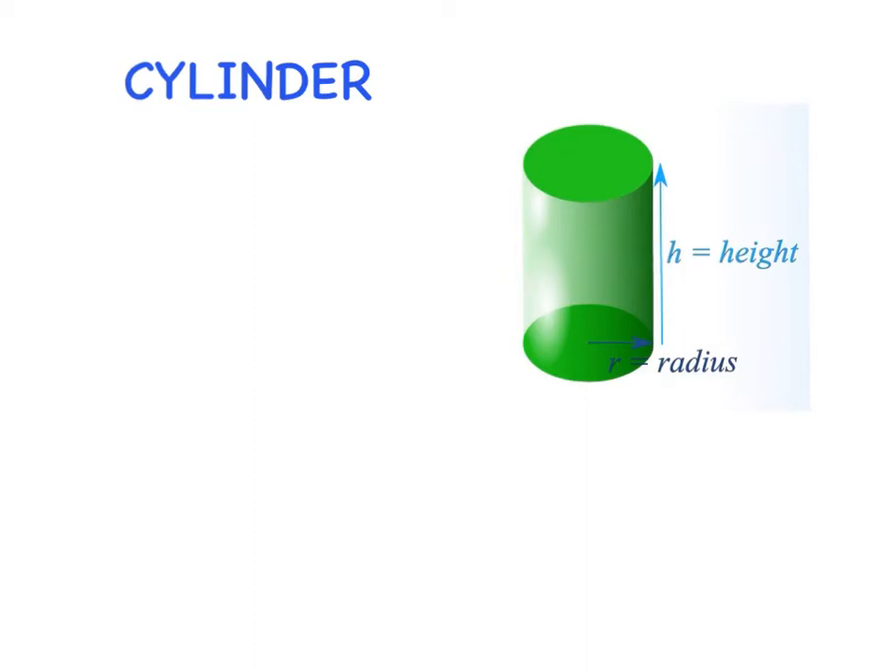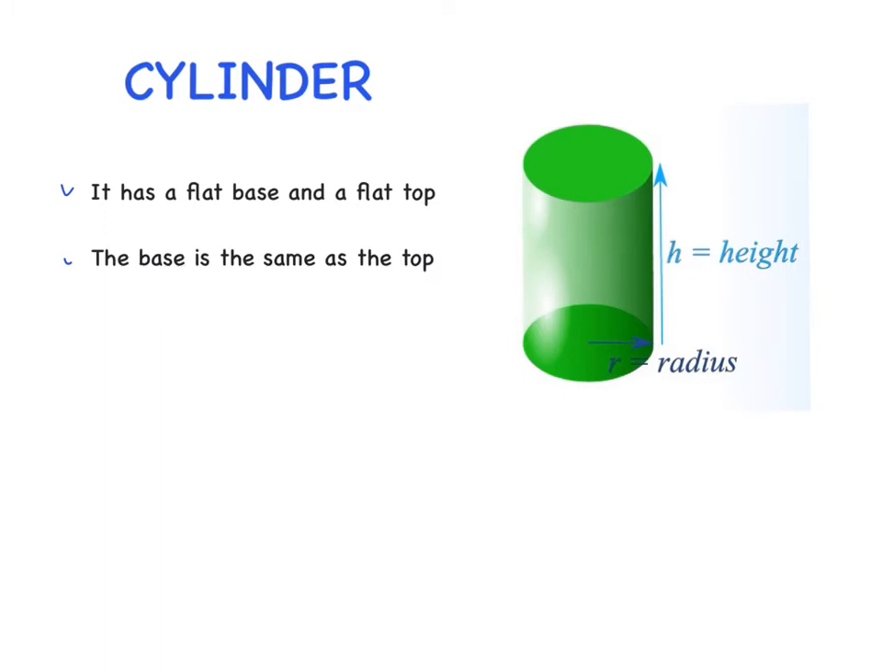First of all, it has a flat base and a flat top. The base is exactly the same as the top. It has one curved side. It's like a roll, a toilet paper roll or a can. And the last thing is the top and the base are parallel to each other, and from base to top the shape stays the same.